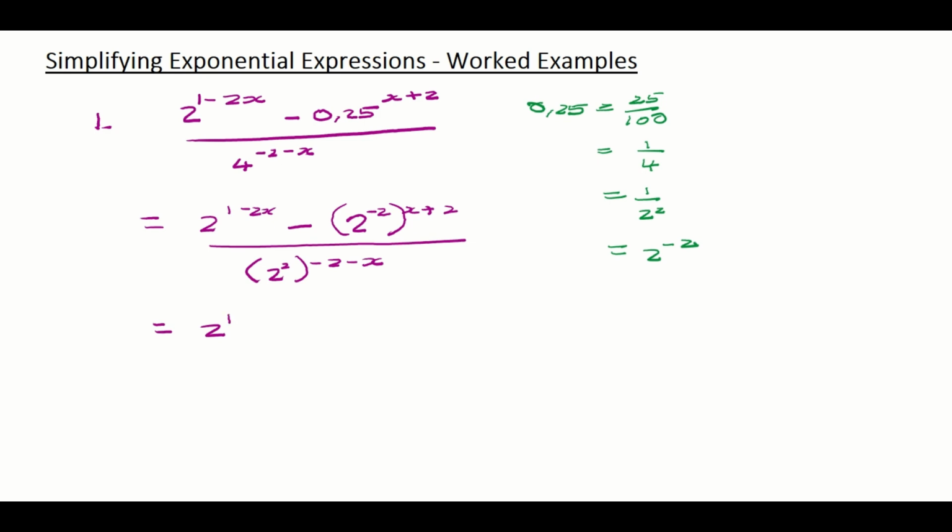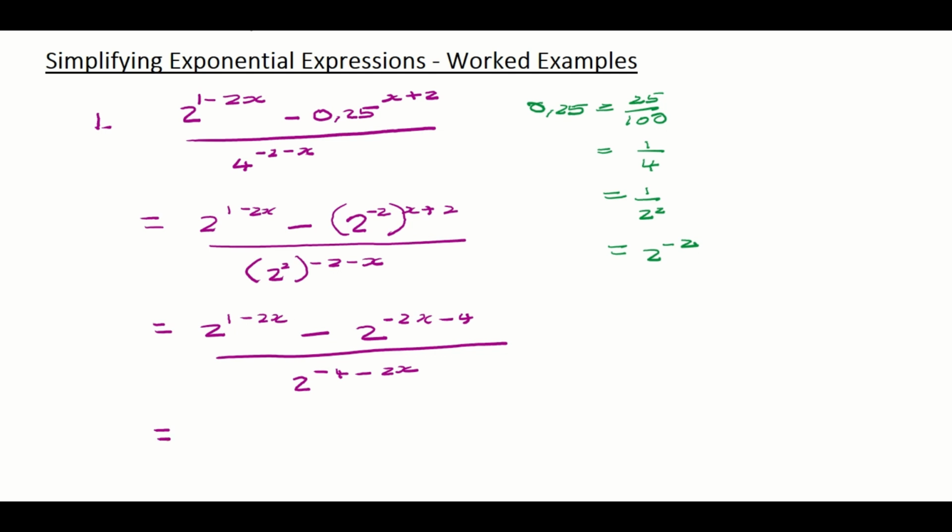So 2 to the power of 1 minus 2x minus base 2, negative 2 times x plus 2 is going to give you negative 2x minus 4. All over 2 squared to the power of minus 2 minus x is going to give me 2 to the negative 4 minus 2x. The next step is to split powers by using the product law in reverse.